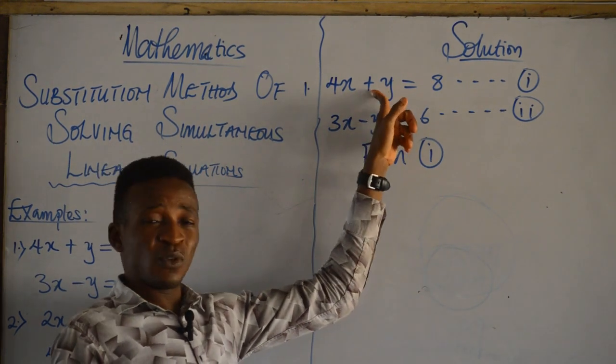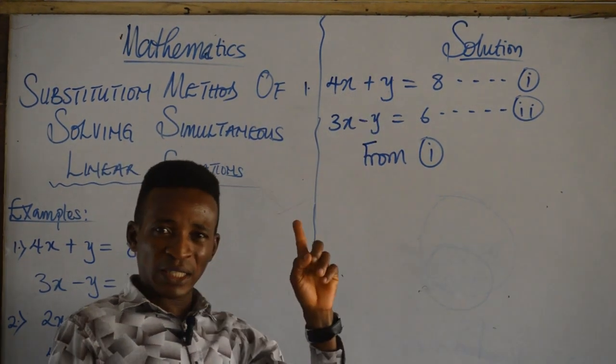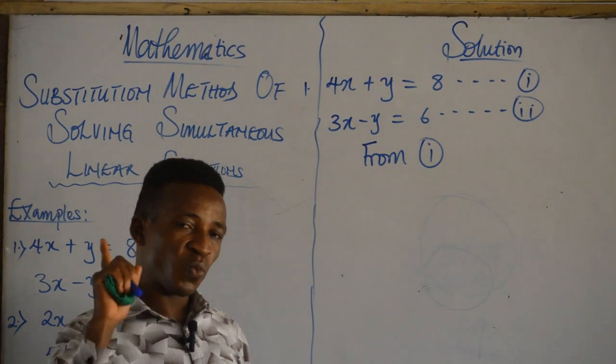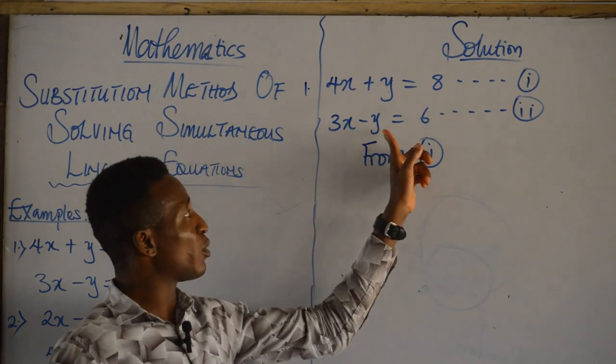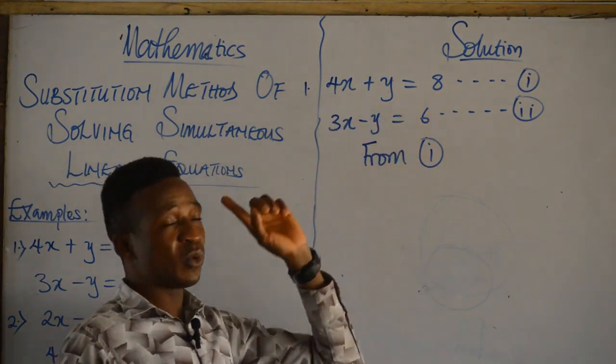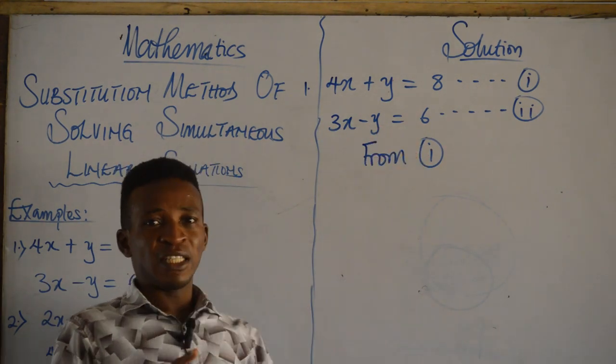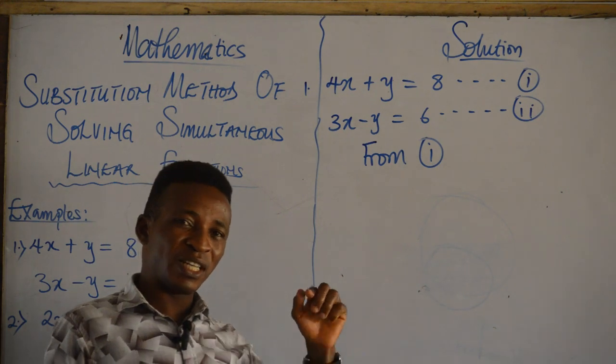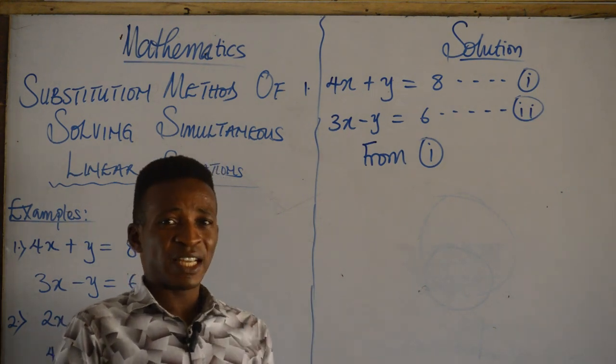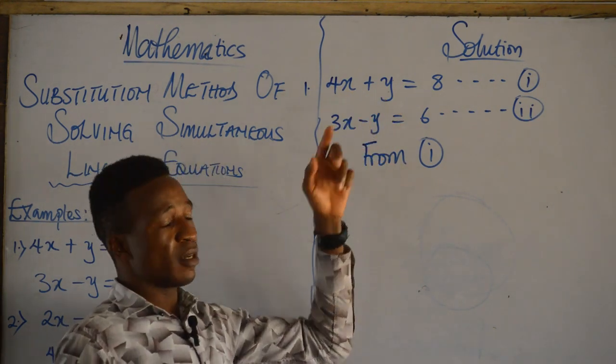Here the coefficient of y is 1, a positive 1, and that's why I decided to make use of equation 1, because it's the one that has the plus 1. I am not using this minus y because its coefficient is not 1, but rather a negative value.